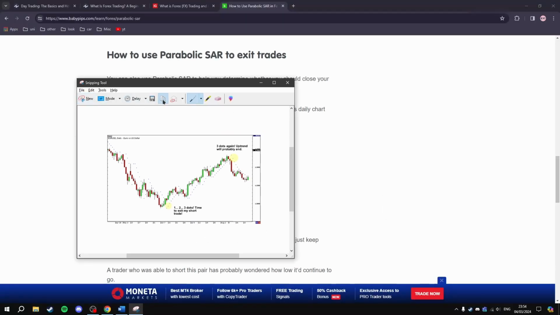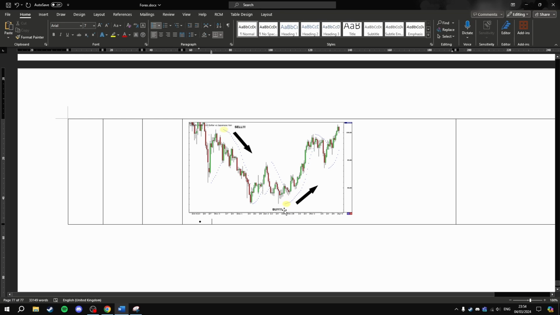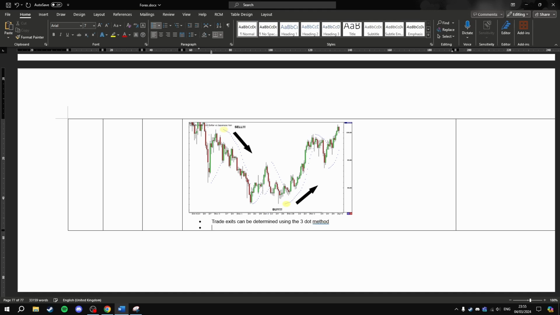So, copy trade exits can be determined using the 3 dot method to show where the exits are, right? No, I already said that. Traders can be determined using the 3 dot method. Alright, let's just leave it at that then.